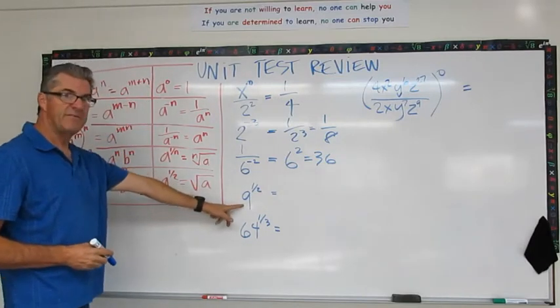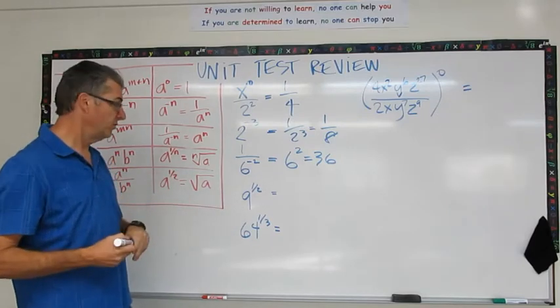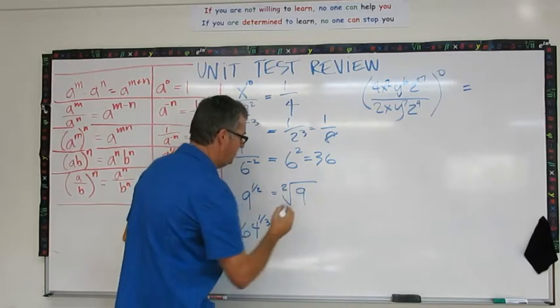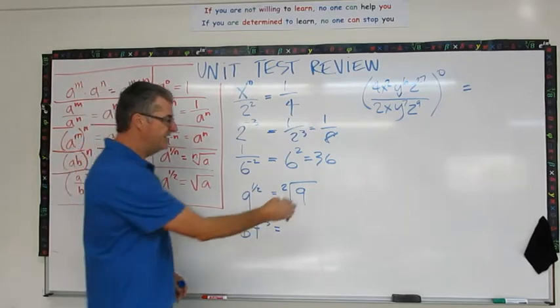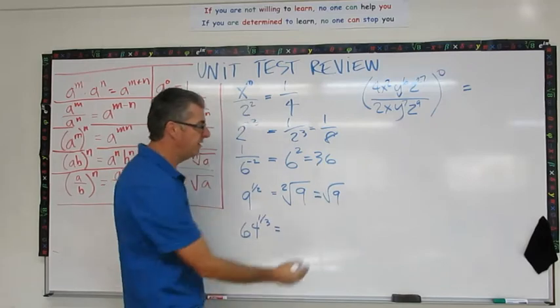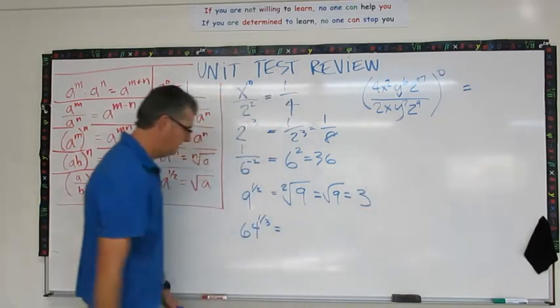9 to the 1/2. Remember, the 1/2 power is also the square root. We can write that like this. That means square root. But since we know what that is, the convention is we just write square root. The 2 is implied. And of course, you know the square root of 9, that would be 3.